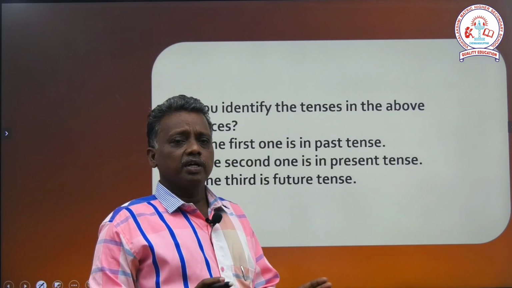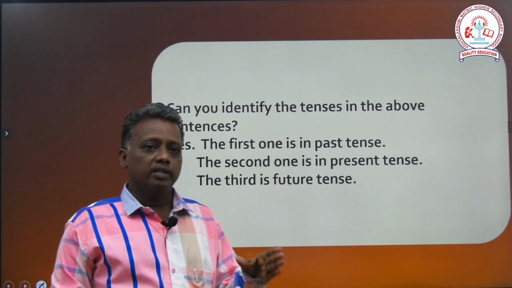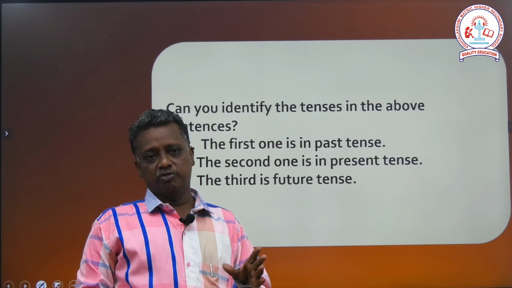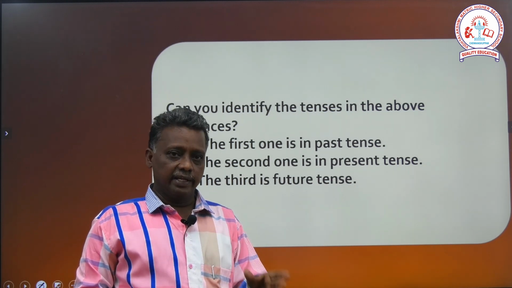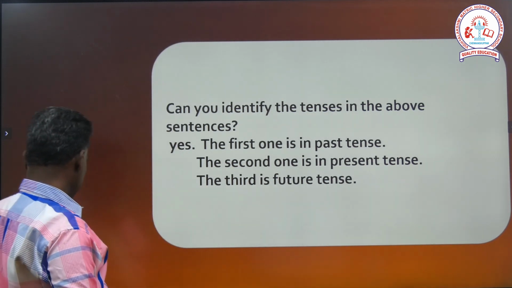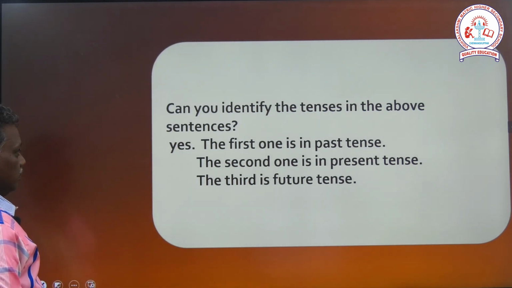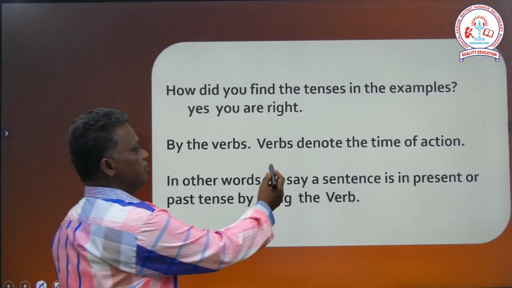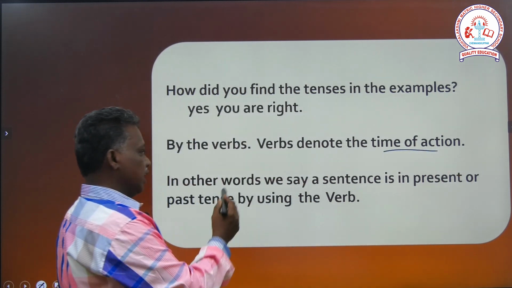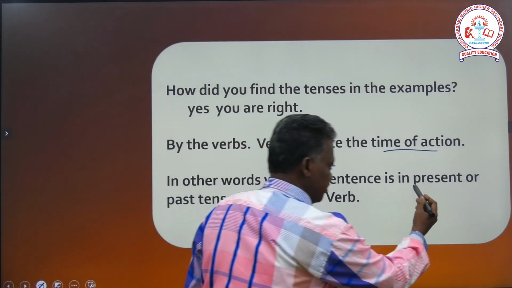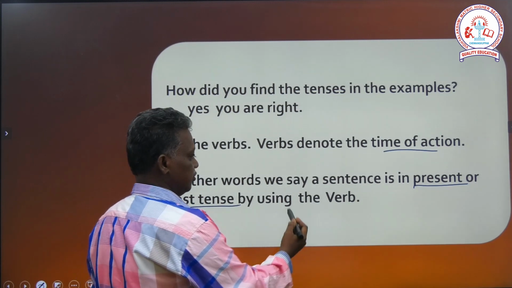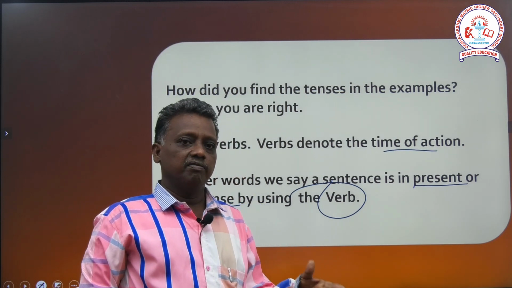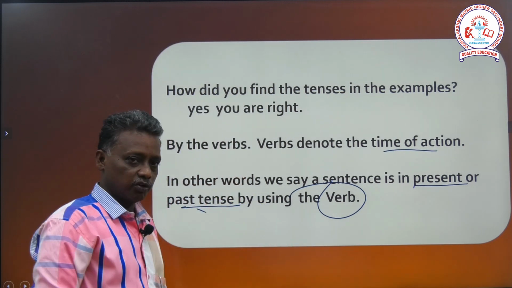So how do we find out the tense of a sentence? By using what are we finding a tense? Mainly because of the verbs. Verbs denote the tense or the time of action. So verbs denote the time of action. In other words, we say a sentence is in present tense or past tense or future tense by using the verb. So by using the verb only, we will be able to say whether a sentence is present or past or future. Okay, now let's go to the next topic.